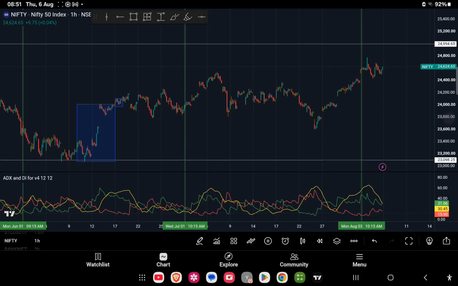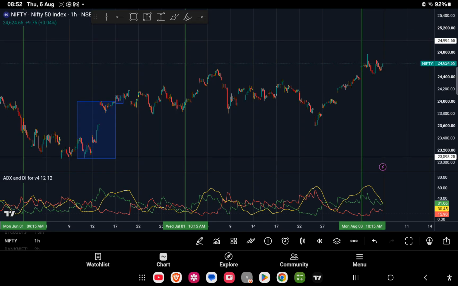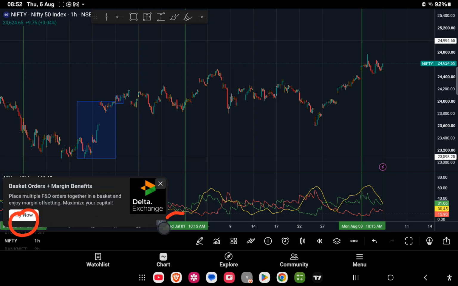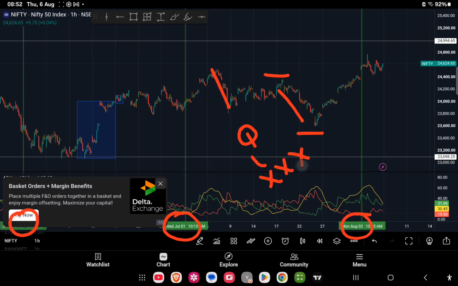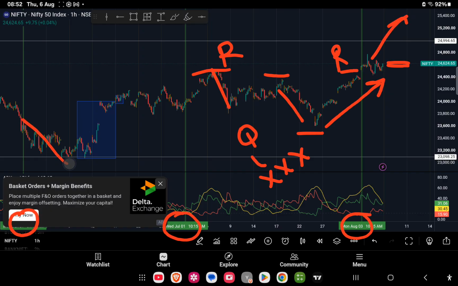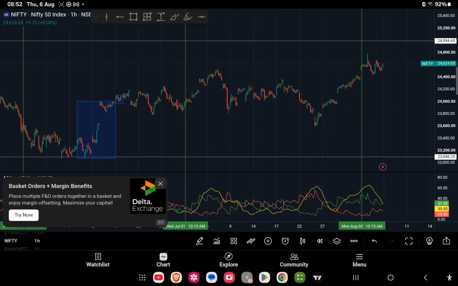Let me remove all the lines. So this is the June month, July month and August month. You could clearly see this sharp fall. This was because the Q results were not good, and at the end the recovery was very good. Finally it's at a very critical resistance. If this breaks out, then it can go up easily, because the support is also strong, and the trend is slightly tilted towards an uptrend for Nifty.